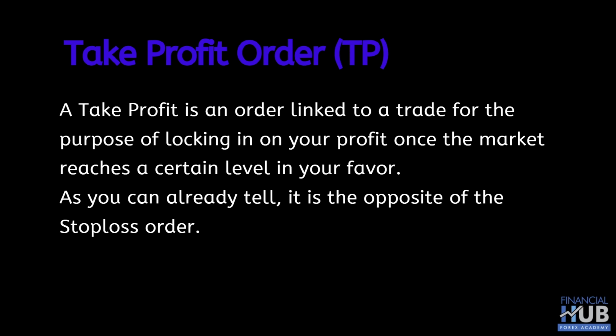Take profit order, better known as TP. A take profit order is an order linked to a trade for the purpose of locking in your profit once the market reaches a certain level in your favor. As you can already tell, this is the opposite of a stop loss order. A stop loss order helps you not to take additional losses, but a take profit order is linked to your trade and helps you come out of the market when it reaches your expected target level.